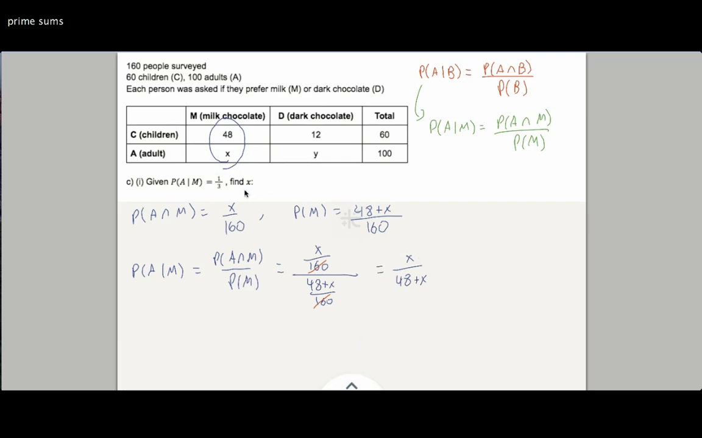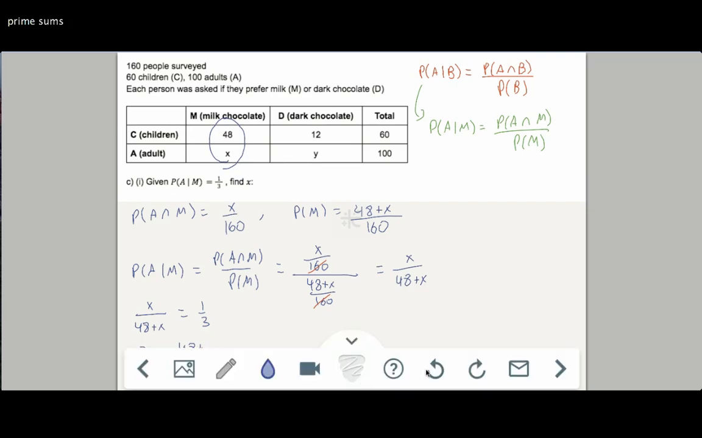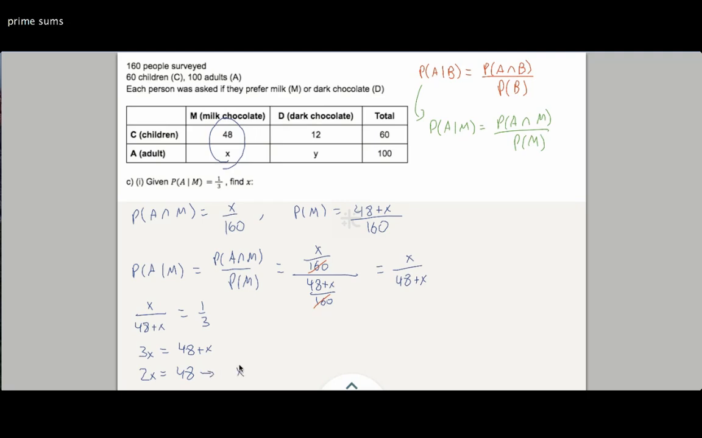Now we are told that this probability is equal to 1/3. So now let's set x over 48 plus x equal to 1/3. And now we can solve for x. Well, if we cross multiply over here, we're left with 3x equals 48 plus x times 1, so just 48 plus x. Okay, so let's subtract x from both sides. So 2x equals 48, and therefore x is equal to 48 over 2, which is 24. That's the answer to part C1.